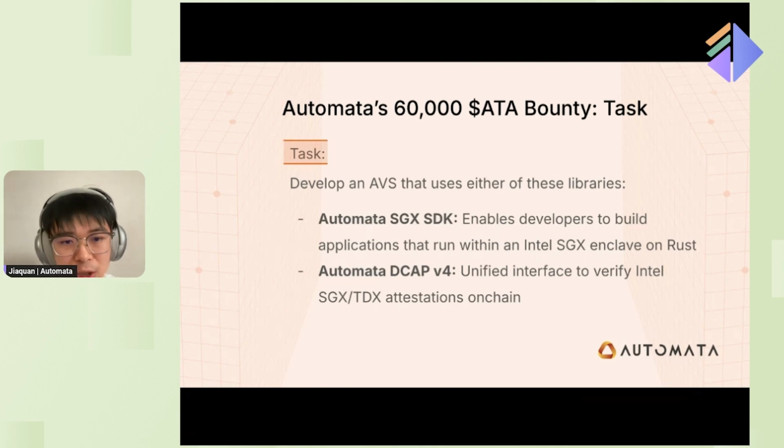The Automata SGX SDK is a Rust implementation that allows developers to build applications that run within an Intel SGX enclave, and it is supported by Cargo, and it is focused on being user-friendly, fast and efficient tooling. And we built such an SDK to accommodate a broad user base, including industry projects.